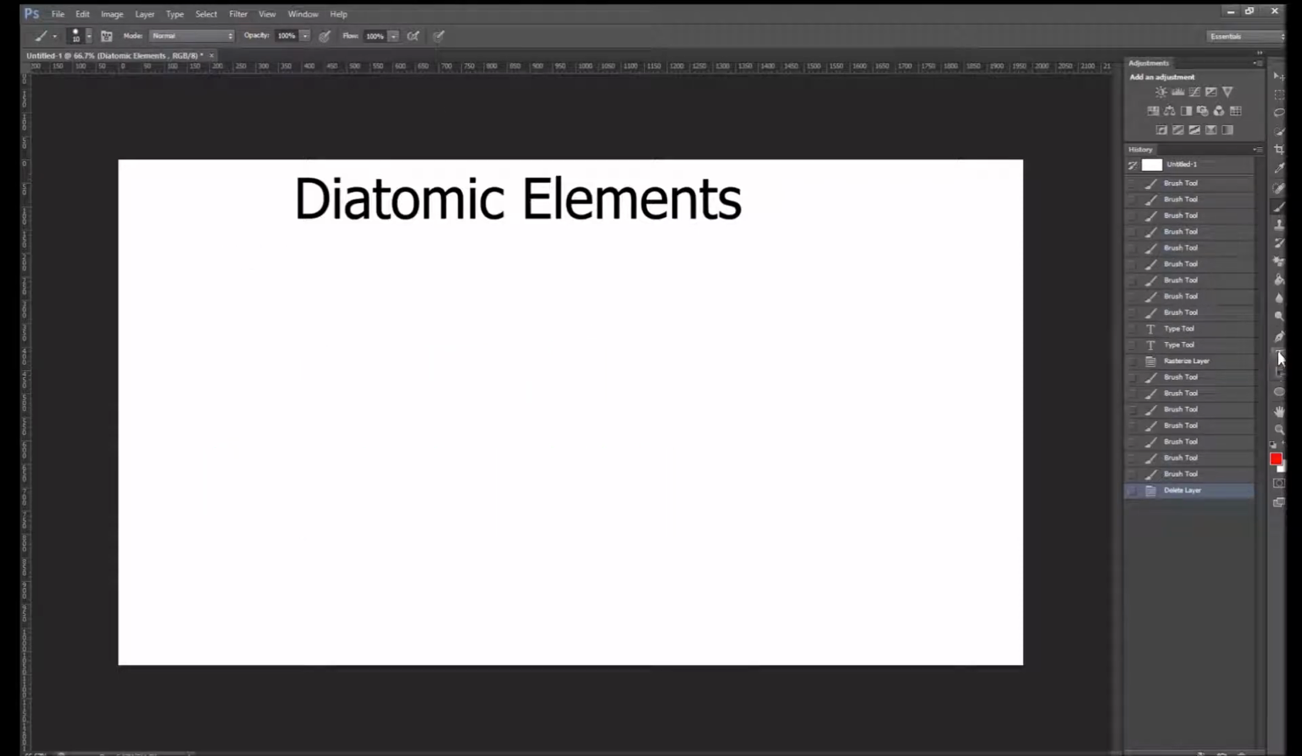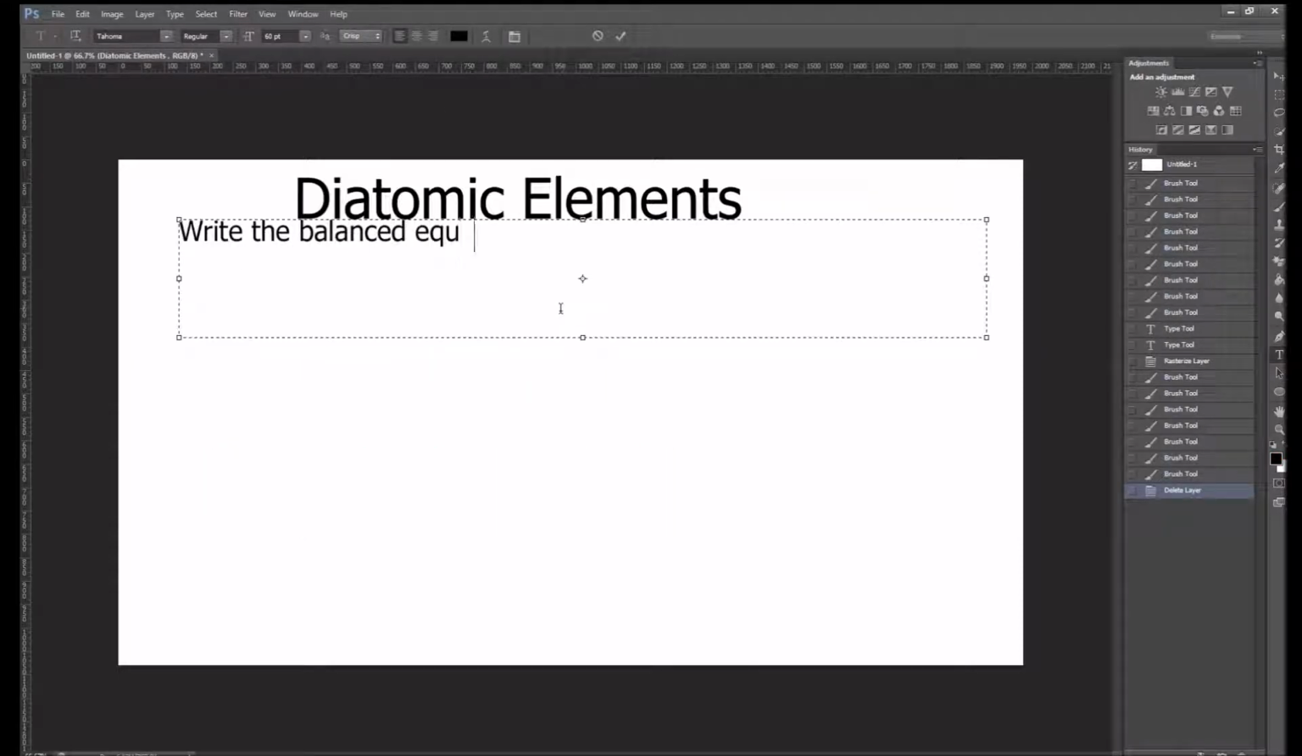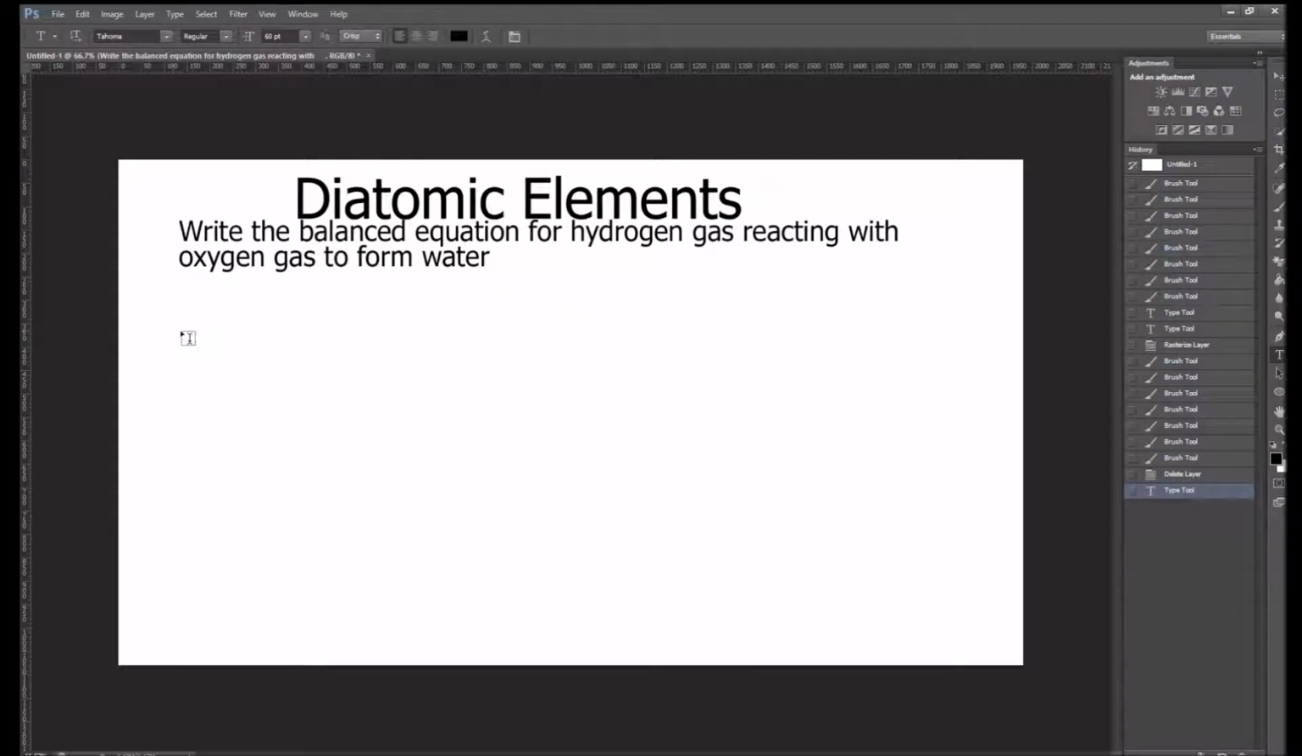So let's say, for instance, a question asks you, write the balanced chemical equation for hydrogen gas reacting with oxygen gas to form water. First, write the reactants without the subscripts. H gas plus O gas equals H2O liquid.